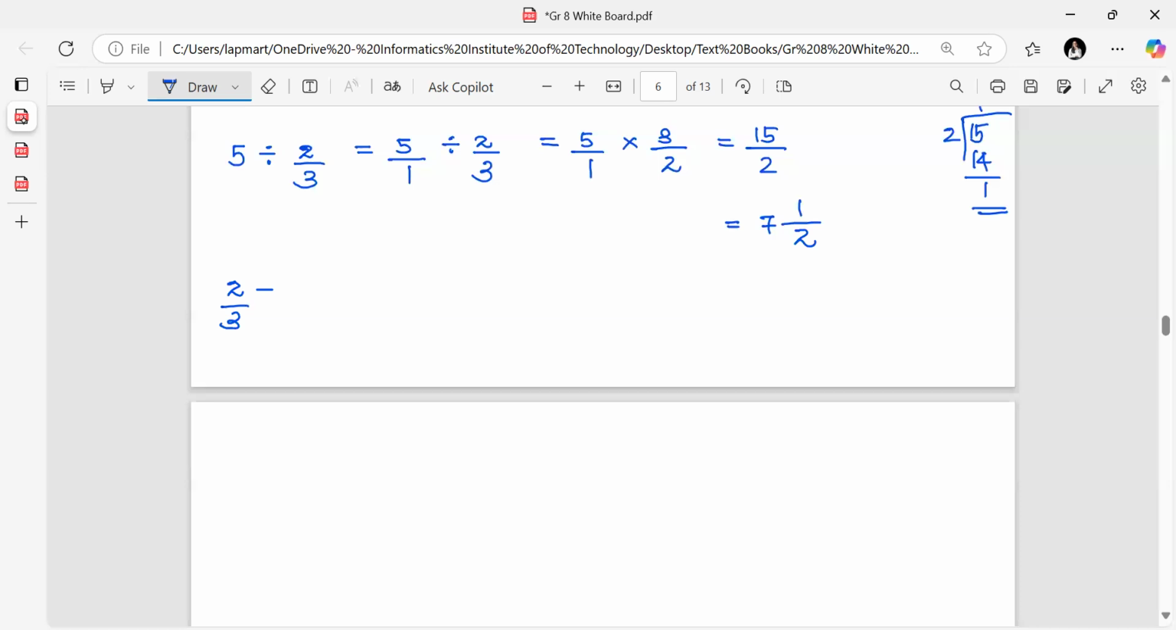The same way, children, let's say you have something like this: 2/3. You divide this by 5. So then you do the same thing, 2/3 divided by 5/1. Then 2/3 multiplied by 1/5. So you don't have any other options to simplify here. 2 times 1, 2. 3 times 5, 15. Okay.